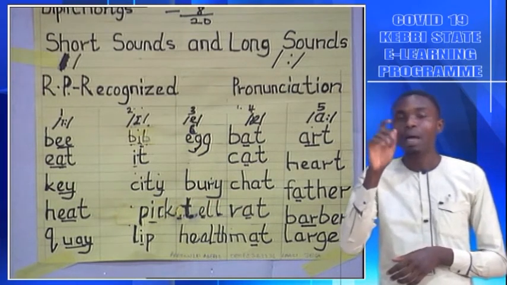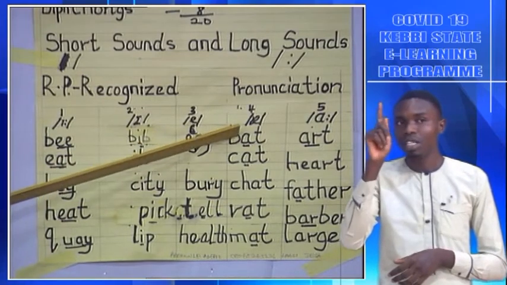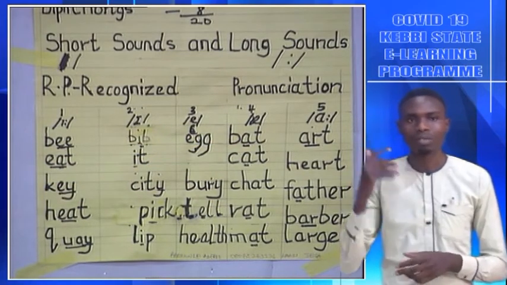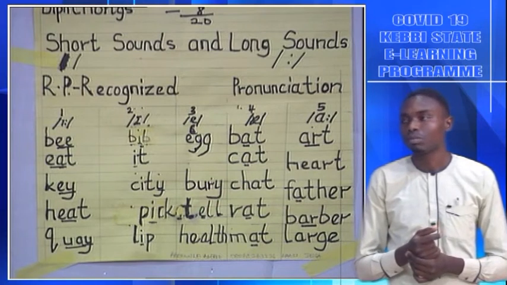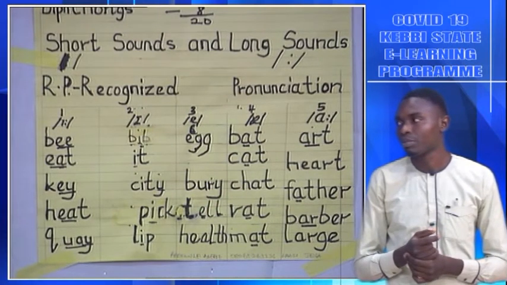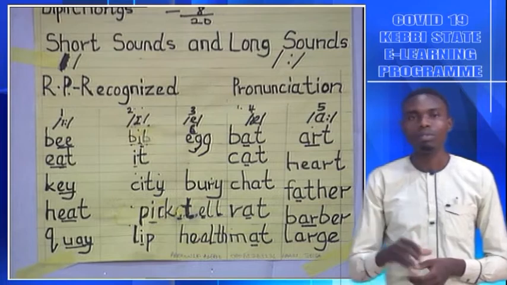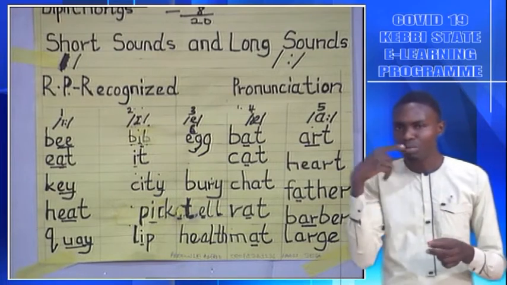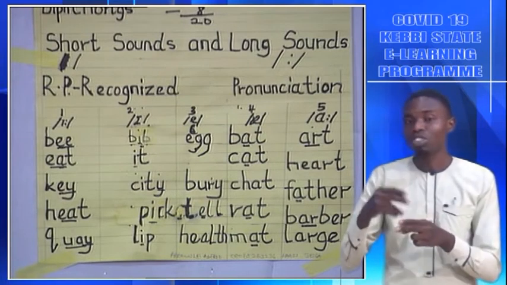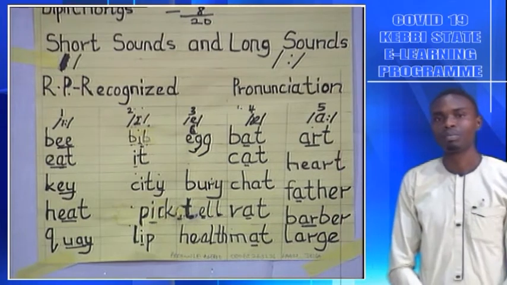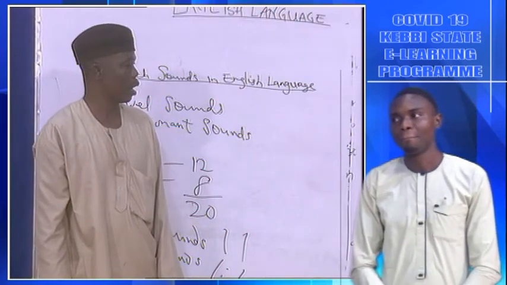Bat. It's very common in our language, but the way we produce it is quite different from the way English speakers use it. Then we have cat. Cat. C-A-T in the spelling. But we pronounce what? We are at home. I believe you are following.